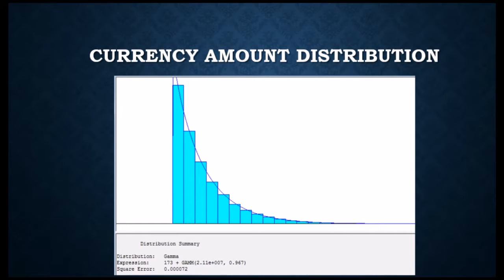Next, we have the currency amount distribution. We also used Arena to find this. We found that it was best fit by a gamma distribution. It had a very low square error, so we decided that this one is the best to go with.